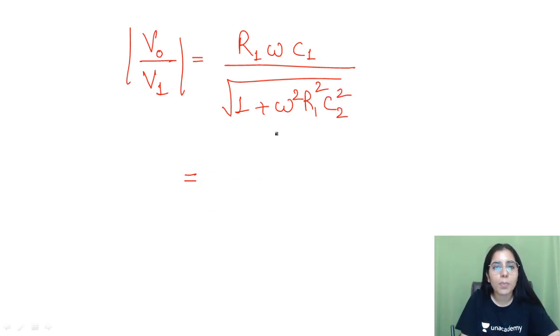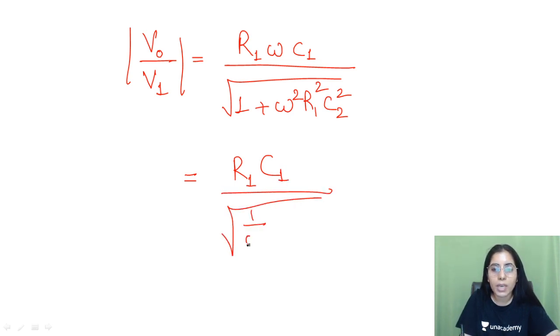Now you can try to simplify it. When simplifying this expression, you can simply take omega common for the further simplification. When you take omega common from the denominator, you will get root of 1 upon omega square here, because you are taking omega common from both terms, plus R1 square C2 square.